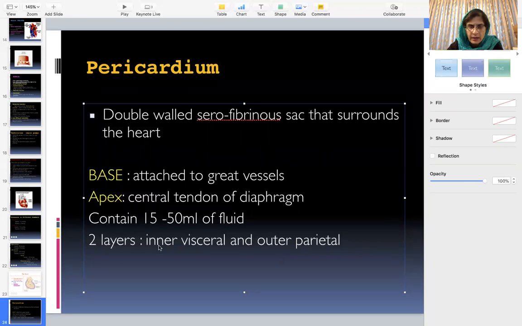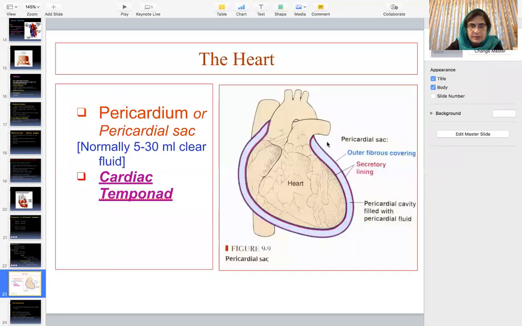Hope you understand. I repeat that this is the base of the heart, which gives origin to all the big vessels: the pulmonary artery, the aorta, and the inferior and superior vena cava. The pulmonary veins are attached here, on the base, whereas this is the apex. It is attached to the central tendon of the diaphragm. The diaphragm is a dome-shaped structure which separates the thorax from the abdomen.